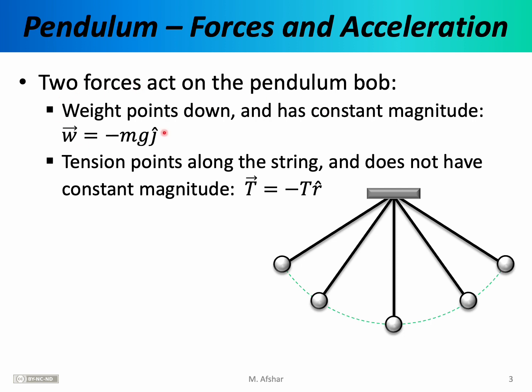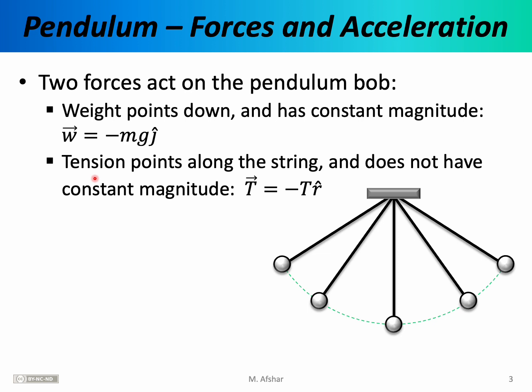One force is the force of gravity or weight. Weight points downward and has a constant magnitude. We can express weight by saying that the weight vector is equal to minus mg j hat. mg is the magnitude of the force. j hat is a unit vector that points in the positive y direction, in the vertical direction, and the minus sign tells us that the force points downwards.